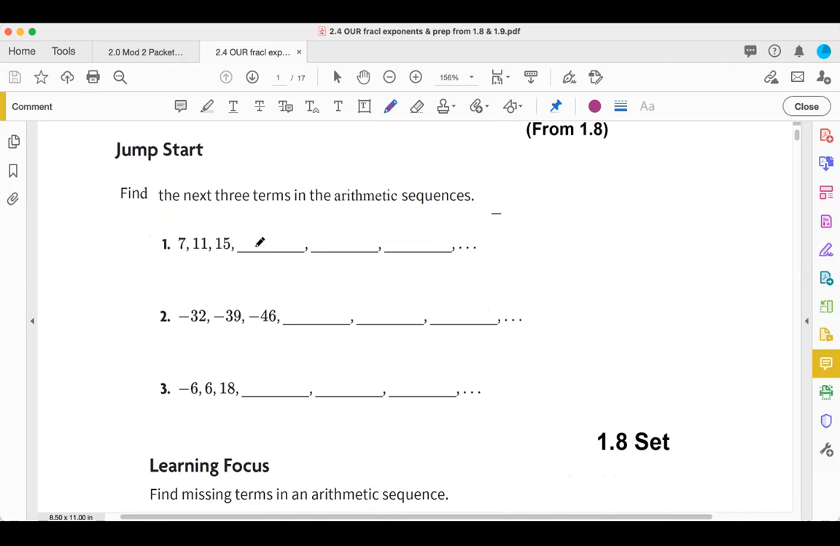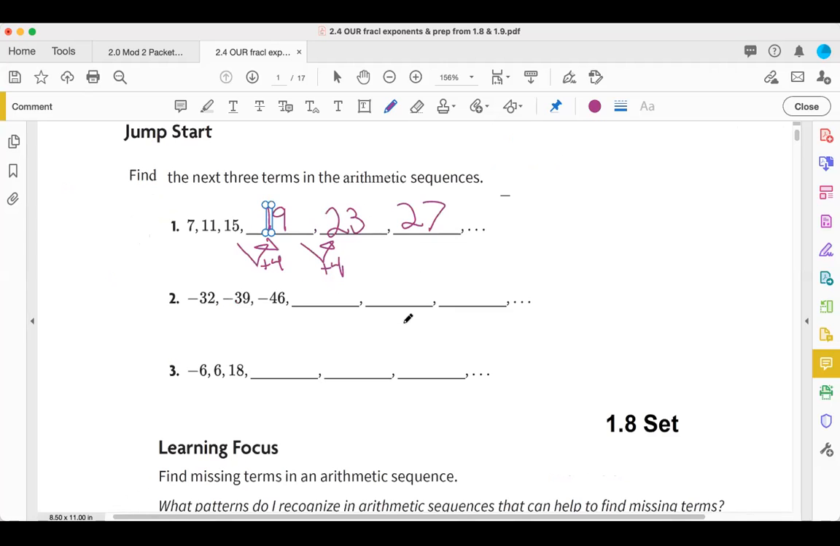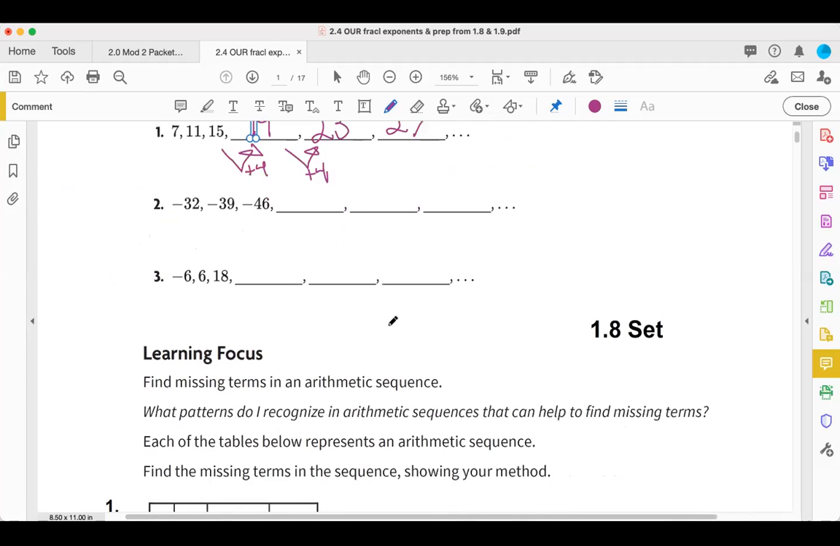This is obviously adding 4 over and over. So 15 plus that 4, we get 19. 19 plus that 4 gets you 23, then 27. 2 and 3 are awfully similar, nothing too crazy there. I'll leave those to you.